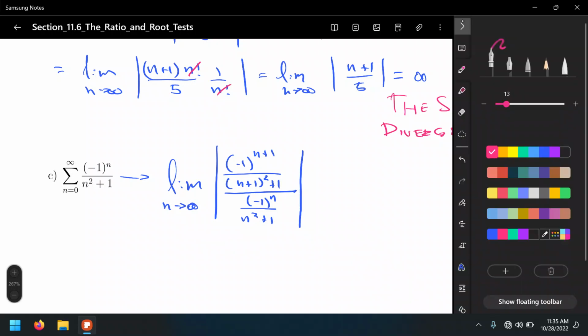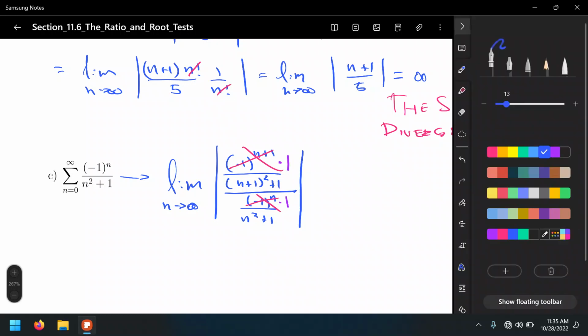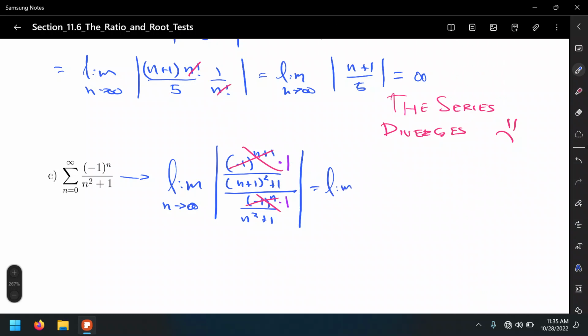So let's not freak out with how ugly this looks. I agree, it looks ugly, but these alternating factors just go away because of the absolute value bars, here to the rescue. Essentially, this is going to leave us with an invisible 1. Do we agree with this? Yep. That's going to be the limit as n approaches infinity of 1 over the quantity n plus 1 squared plus 1, times the reciprocal of this, which is n squared plus 1 over 1.